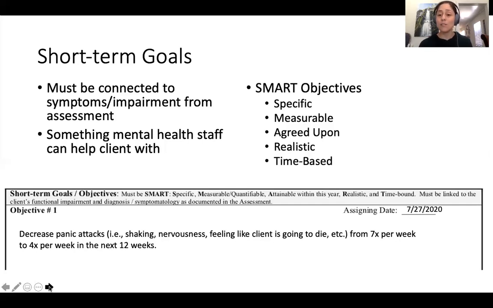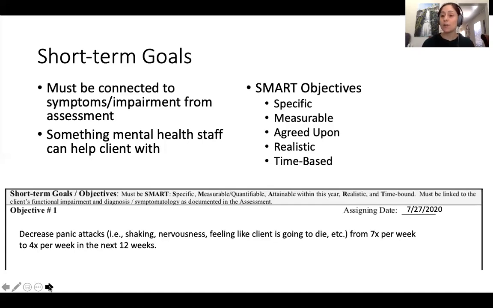This goal could even be strengthened by adding how long the panic attack is, and I could put that either in the parentheses or next to the time, from 7 times a week for 30 minutes per panic attack, for example. Okay. Next is agreed upon, and this basically just means that the client should agree to the goal. It should be collaborative. This isn't indicated anywhere in the goal itself, but would be indicated in the progress note that you write for the treatment planning session, which I'll get to in the next video.